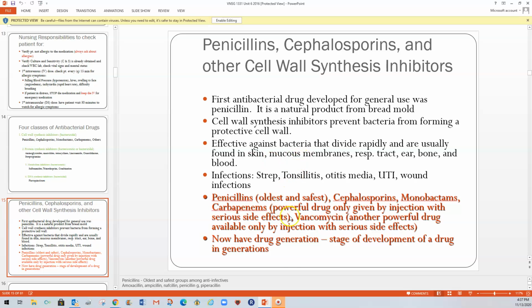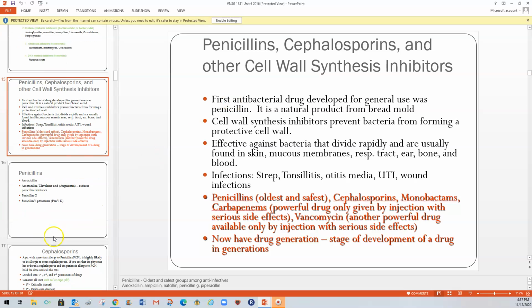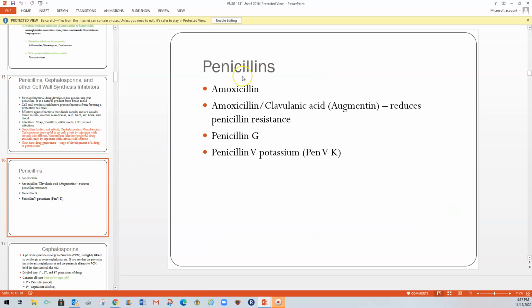And you now have drug generations. So when penicillin started, that was the first generation, and then as the years have gone on, they will refine, for lack of a better word, these meds, and they'll come out with a second generation of them or a third generation of them. So patients may have been allergic in the beginning to one of these, but a second or a third generation med they might not be allergic to. This is a list of common penicillins. Be sure you know those.